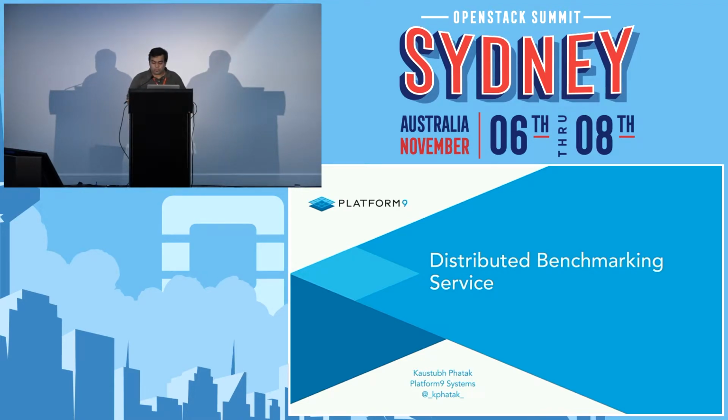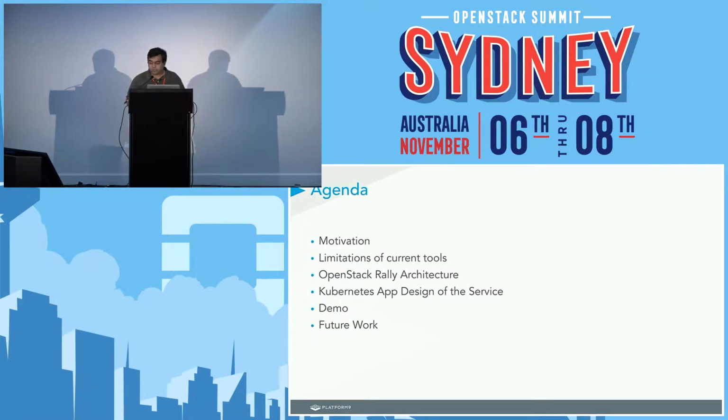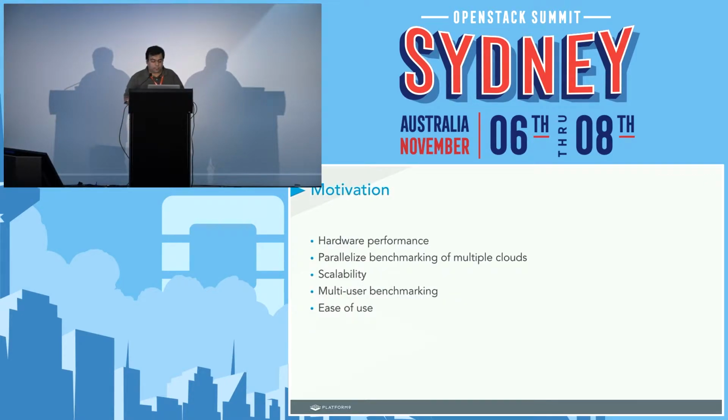So we'll go over these things mainly. What is a benchmarking? What is a benchmarking service? Why we need it? Then the current options we have to benchmark our OpenStack cloud. Then the tool is called OpenStack Rally. We'll go over the basic high-level architecture of it and what are the limitations for that. And then we'll look at our improved design for OpenStack Rally and a demo, and then what needs to be done more. So let's get started.